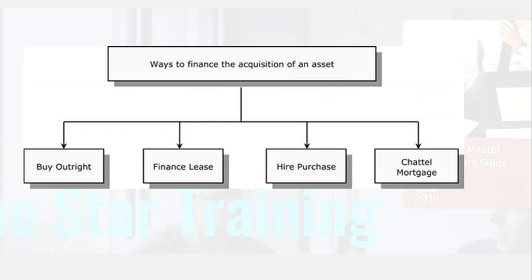So in today's session, we're looking at ways that we can finance a non-current asset. And as you can see in this diagram, there's potentially four ways. We can buy the asset outright. We could use a finance lease to finance the asset, a hire purchase to finance the asset, or a chattel mortgage to finance the asset. Now today, we're going to be focusing on buying the asset outright and a chattel mortgage.